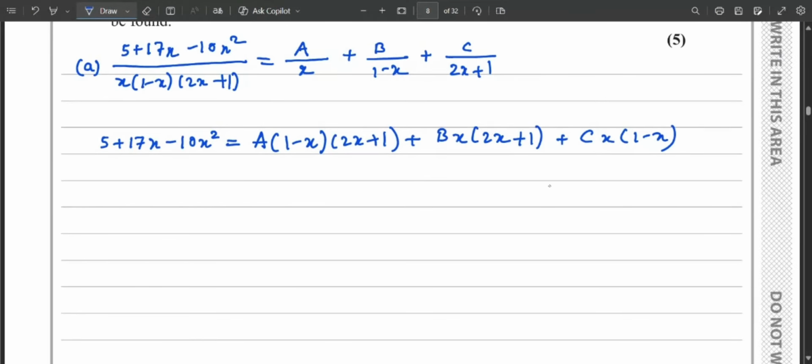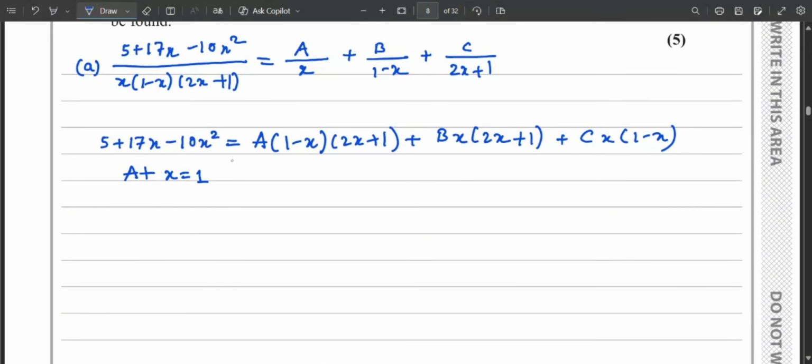Now we can use this to find the values of a, b, and c. Finding the values of a, b, and c will give us the values of the partial fractions. To find them, we will choose specific values of x that make one single variable stand out, and the other two variables will disappear. Let's say, for example, we substitute x equals 1.